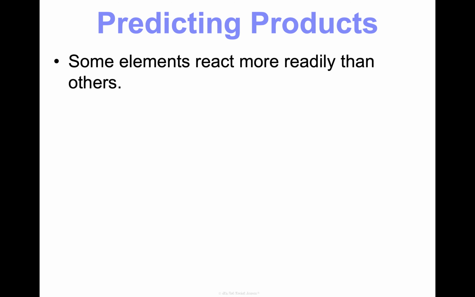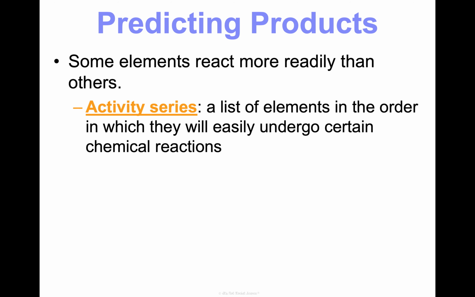But one last thing I want to touch on in the video is what I mentioned at the top of the video, which is predicting products. If you're given the reactants and you're given the type of reaction it will be, the classification, you can then predict what will form. This is because they follow really predictable patterns with the classification categories, but also because some elements react more readily than others. That's where their activity comes in, and you'll know it because you're going to have a tool to use called the activity series. I'm going to give you this. It is a list of elements in the order in which they will easily undergo certain chemical reactions.